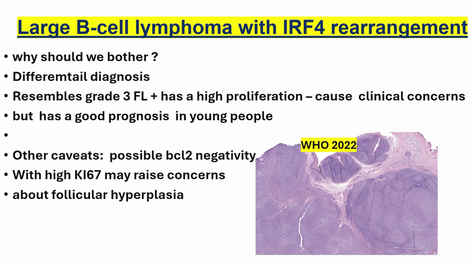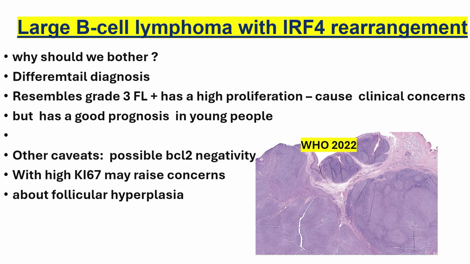And we found IRF4 rearrangement by FISH. So this looks like some follicular lymphoma, so why should we bother with precision? Why should we bother with this new category? Well, because of the differential diagnosis I mentioned, it resembles grade 3 follicular lymphoma or diffuse large B-cell lymphoma because of the large cells and high proliferation, which could really have clinical importance.